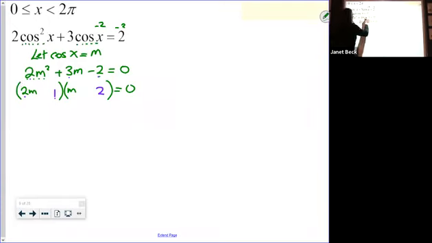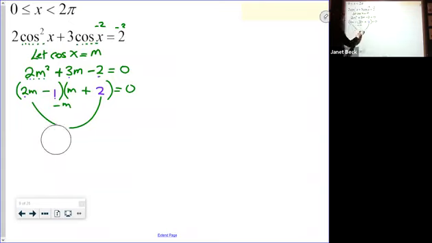This says subtract, so one of them must be negative, and I want to end up with plus 3m. If I put a plus 2 there, this gives me plus 4m, and a minus here, that gives me minus m, which does give me plus 3m. Okay, so there's your factoring.